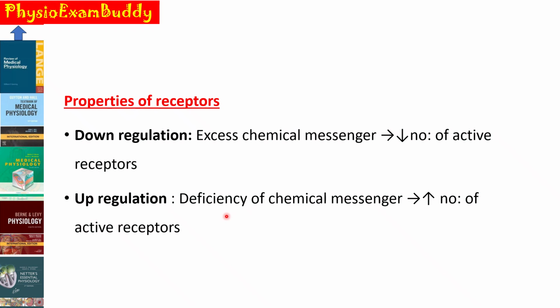Whereas in case of deficiency of those chemical messengers, there will be an increase in the number of the active receptors present on the cell. That type of regulation in case of deficiency of the chemical messengers is known as the upregulation of the receptors. So down regulation as well as upregulation are the two properties of the receptors present on the cell during intercellular communication.